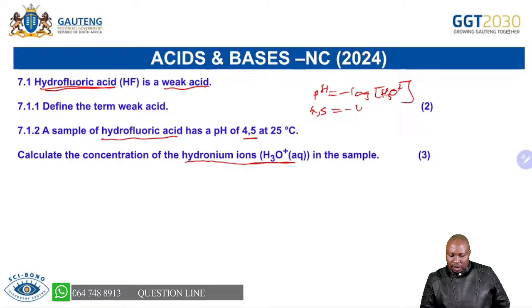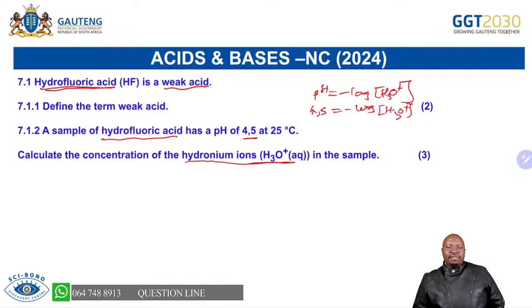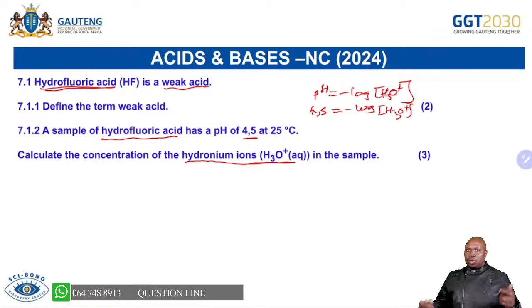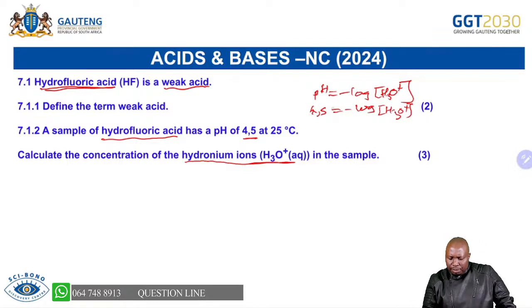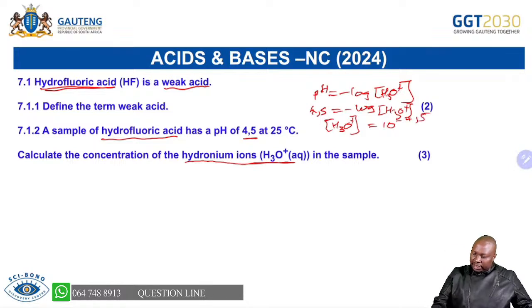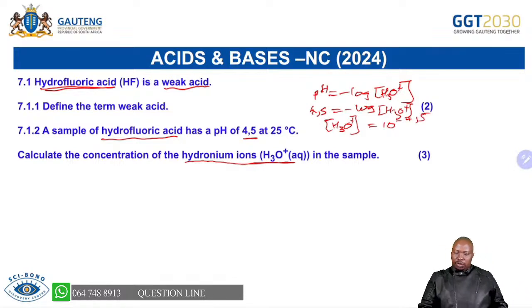4.5 equals minus log H3O plus. This is important, guys, that you first follow the formula, and then you can take the anti-log, or remove the log, and you'll be able to get that the concentration of H3O plus will be equal to 10 to the power of minus 4.5. And then you just have to put that into your formula. That's how you remove the log.